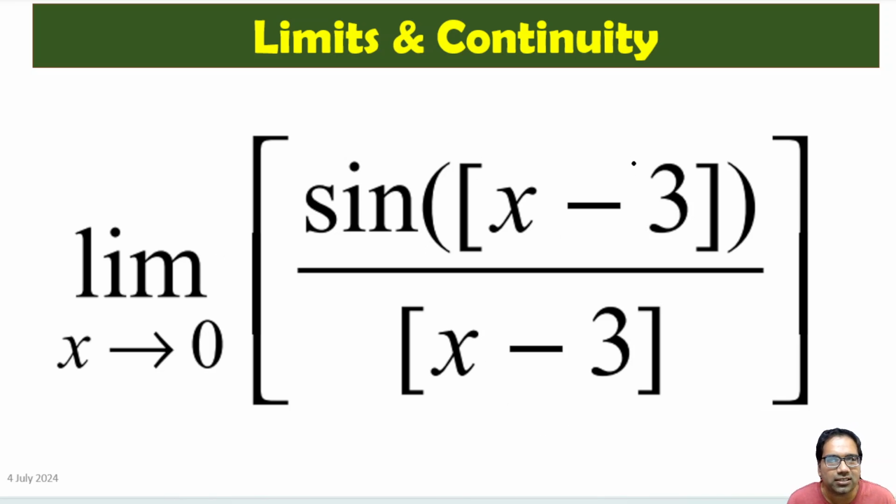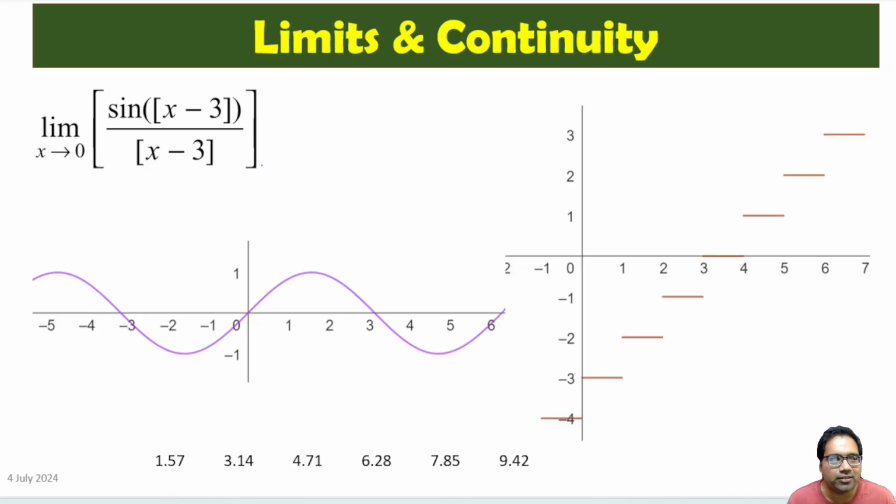Now, how does the greatest integer function of x minus 3 look? If f of x is the greatest integer function of x, then f of x minus 3 is the graph shifted 3 units rightwards. So how will it look? For example, between 0 and 1 it is 0, between 1 and 2 it is 1, between 2 and 3 it is 2, like this. We know this function, right?